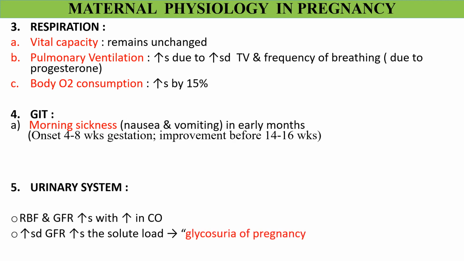There is marked increase in the renal blood flow due to increase in the cardiac output and vasodilation. The glomerular filtration rate, GFR, also increases by 50% due to an increase in the renal blood flow and solute load. As a result of solute load, glycosuria is a common phenomenon seen in pregnancy.